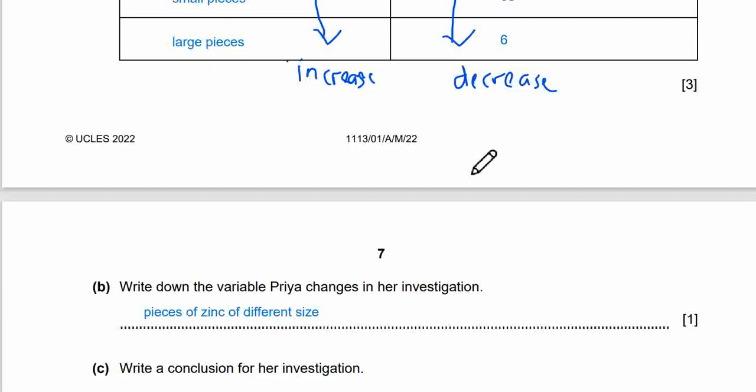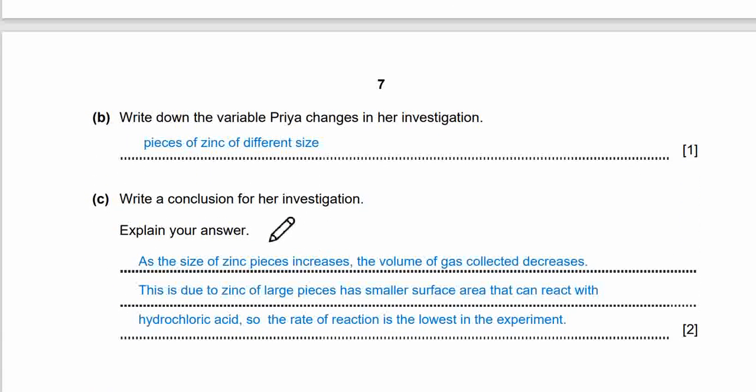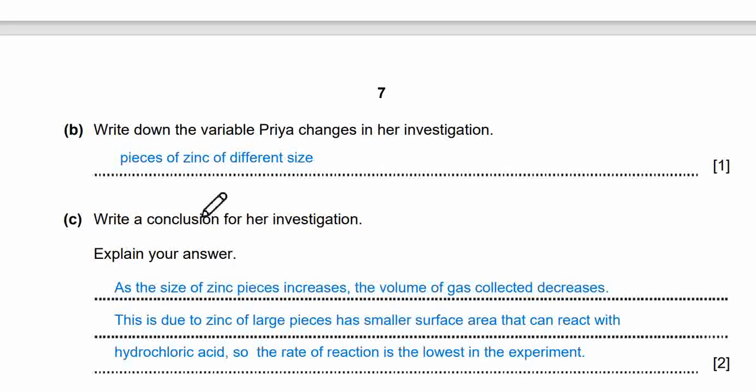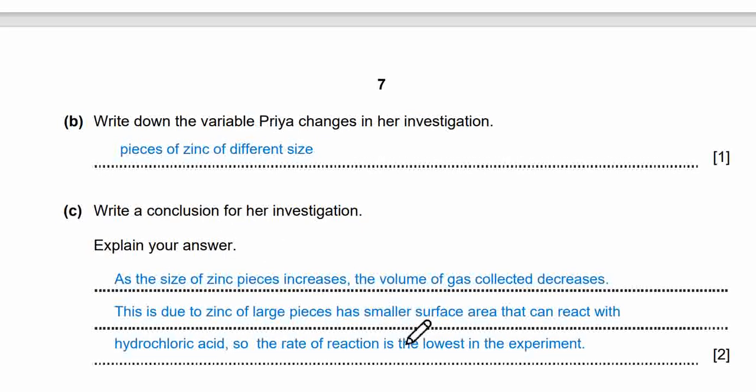So we type down our answer. As the size of zinc pieces increases, the volume of gas collected decreases. So explain this is due to zinc of large pieces having a smaller surface area that can react with hydrochloric acid. So the rate of reaction is the lowest in the experiment for zinc with large pieces. So we have our answer.